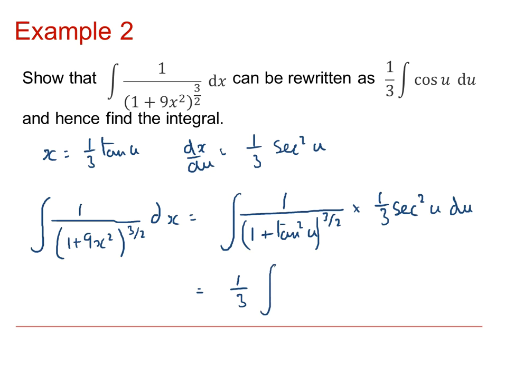But 1 plus tan squared is equal to sec squared, so we've then got 1/3 coming outside the integral, and then sec squared u divided by sec squared to the power 3 over 2, so that's sec cubed u du. So in total we've got 1 over sec, and of course 1 over sec is equal to cosine, so we've got 1/3 cosine u du. So there we are, we've proved what we wanted to do, and so we can then go on and integrate this quite straightforwardly.